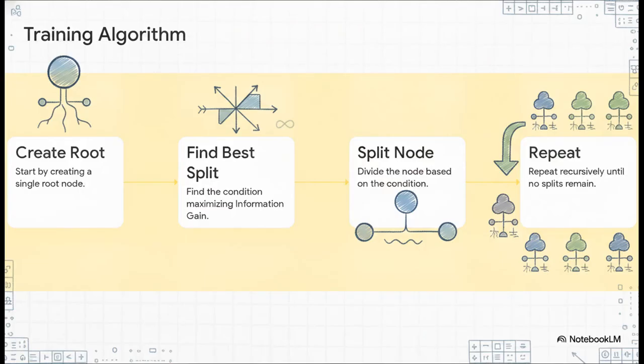Using that math, the algorithm goes all in on a greedy divide and conquer strategy. It starts right at the root, evaluates pretty much an infinite number of possible numerical thresholds, and finds the single best immediate split to maximize that information gain. From there, it creates 2 child nodes and repeats the whole process recursively until it simply cannot find any more satisfying conditions. Those final, unsplittable nodes become our predictive leaves.